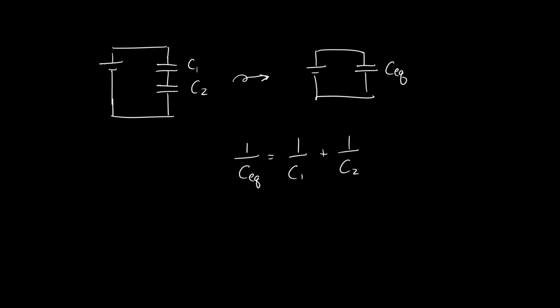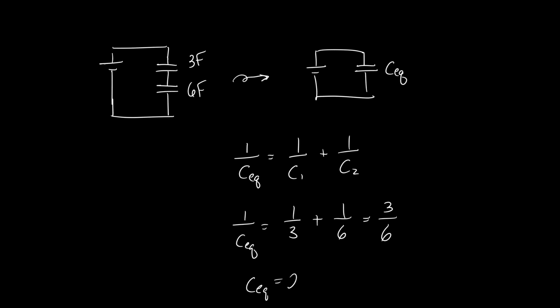Let's demonstrate. Imagine you have a 3 farad capacitor and a 6 farad capacitor, and you put them together in series. Then the equivalent capacitance will be 1/3 plus 1/6, and then you have to invert that solution. So common denominator dictates here that this will be 2/6 plus 1/6, or 3/6. That's not the answer. To get the answer, you have to invert it. So the equivalent capacitance is 2 farads.